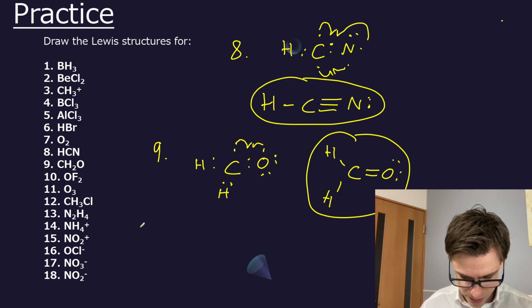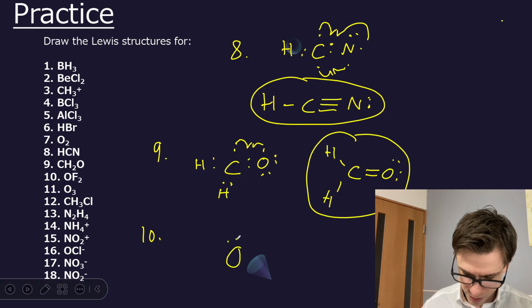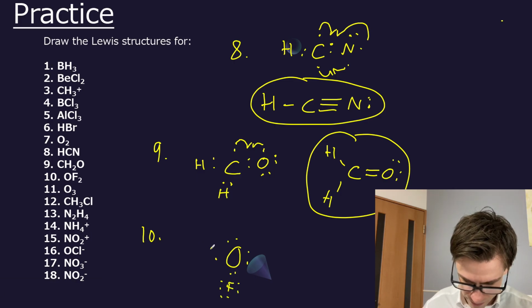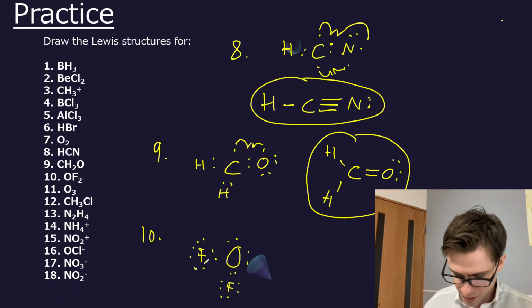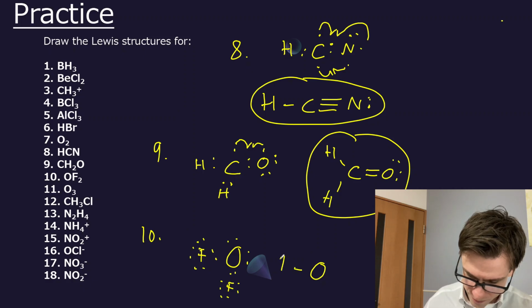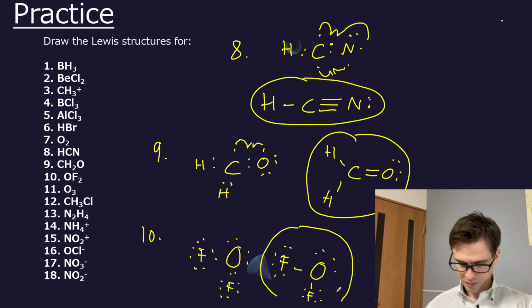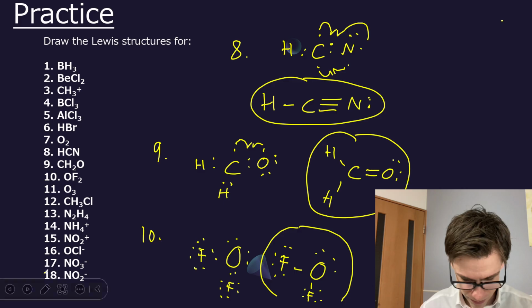Alright, number 10, OF2. Not too difficult. Start with your oxygen, 2 lone pairs, 2 non-bonding pairs. A fluorine comes in each position. It has 3 lone pairs. And that's basically it. Just 2 single bonds. Everything's happy. OF2. Okay. Next, we'll clear this slide.